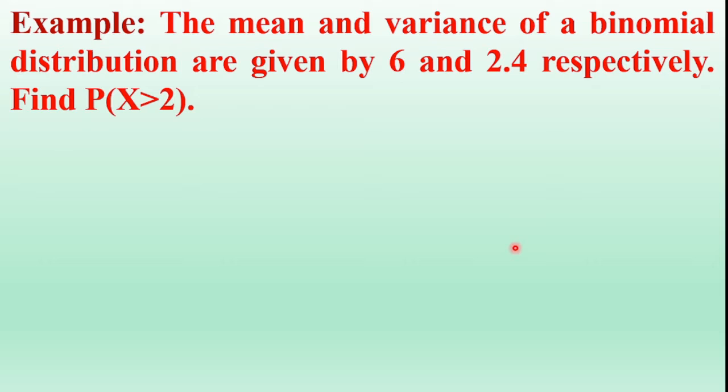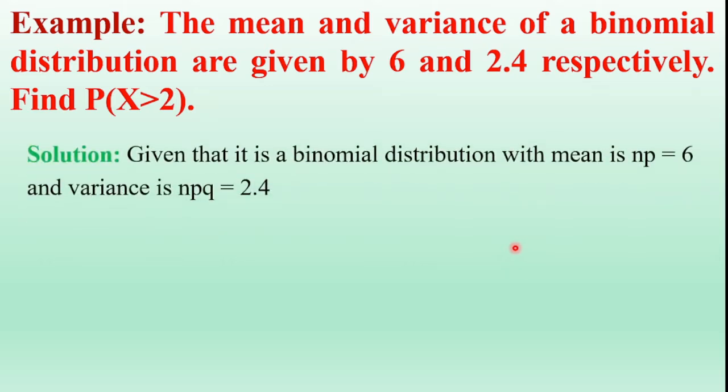In this video, I am going to discuss the mean and variance of a binomial distribution random variable example. The given example is: the mean and variance of a binomial distribution are given by 6 and 2.4 respectively. Find the probability of x greater than 2. So now coming to the solution.